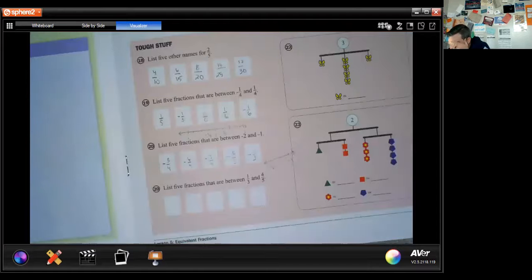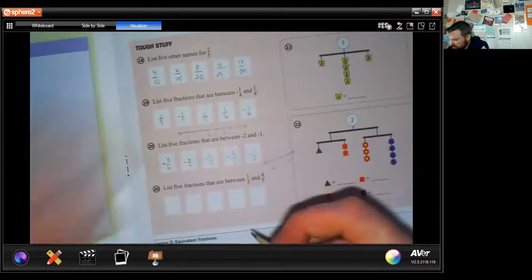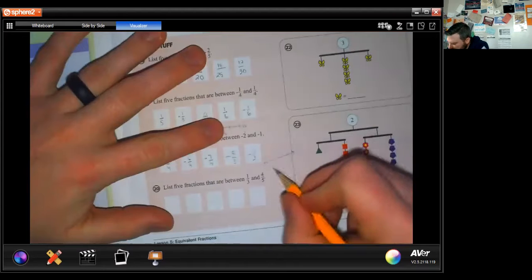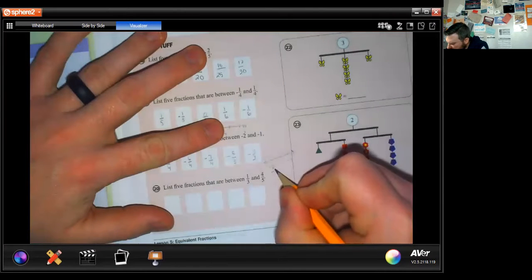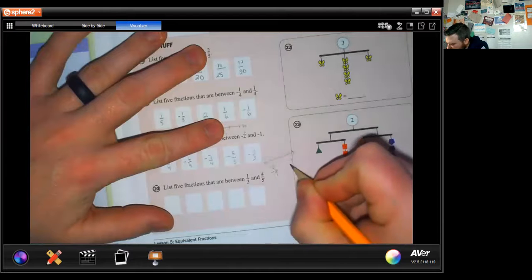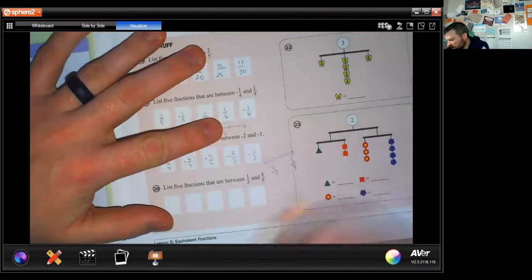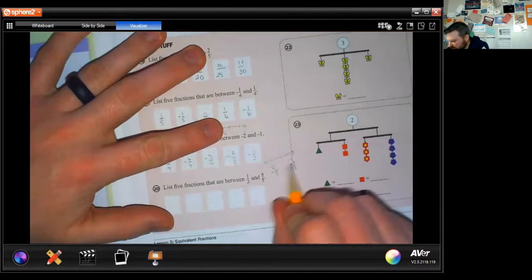Okay, you got to think about the ones that are bigger than -2 and less than -1. -2 could have been -6/3, and this would be -3/3. And you got to think of the numbers up here that are between that.